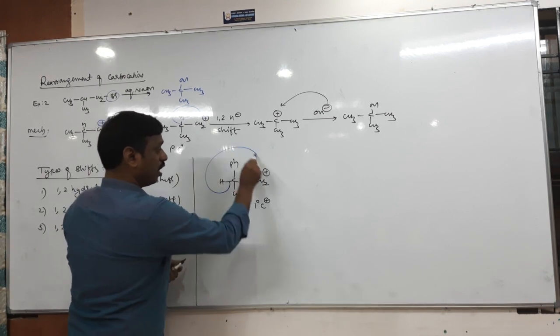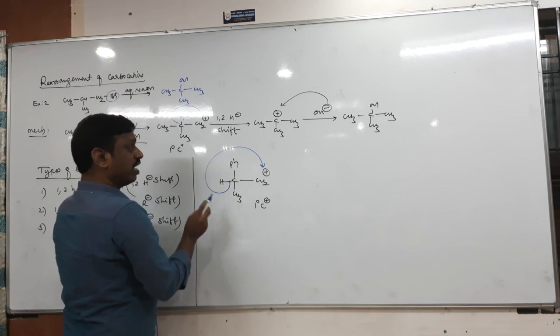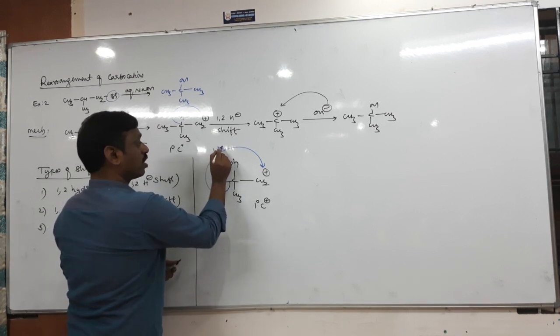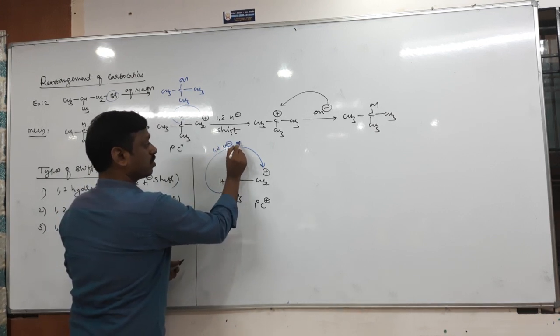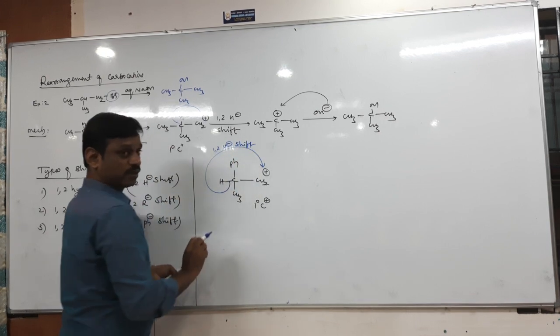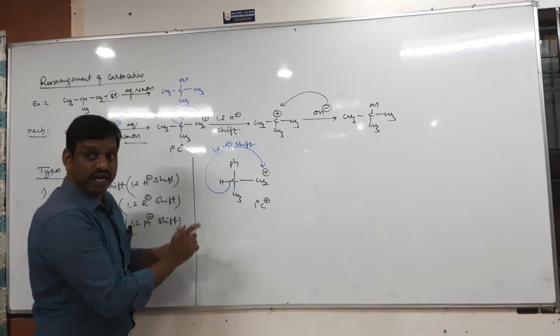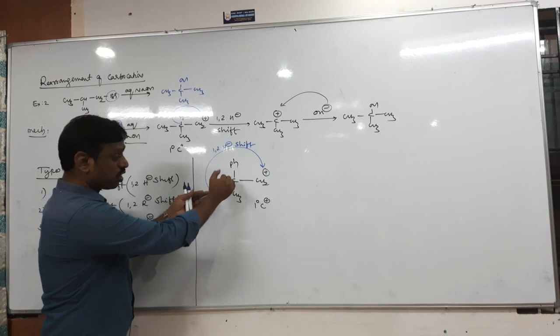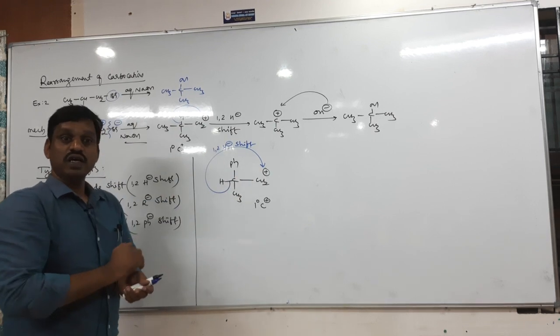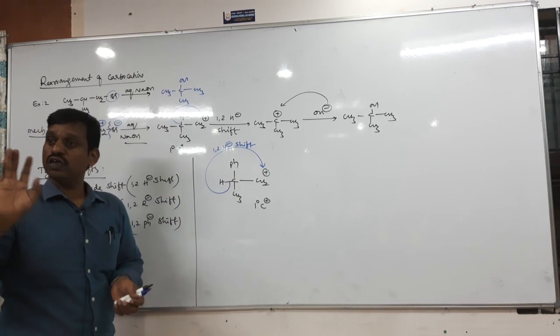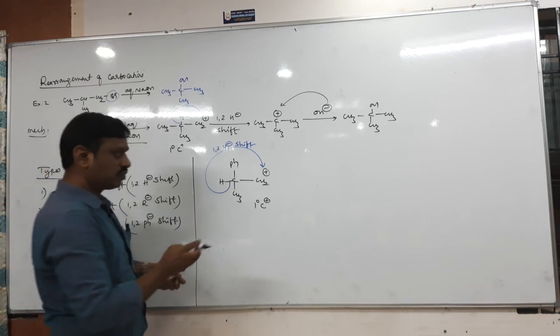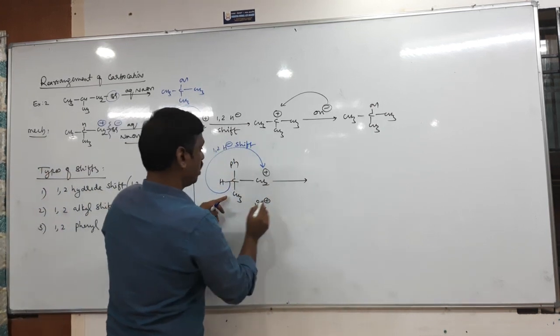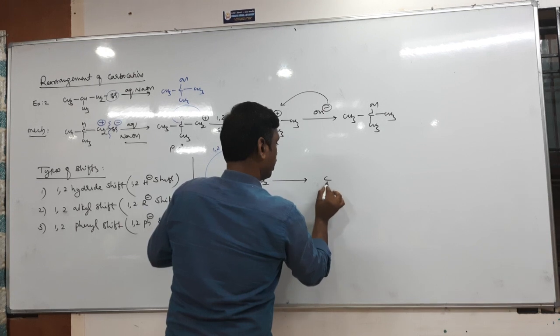We are calling it a hydride. Which hydride? It is a 1,2 H minus shift. H minus, in the sense this H comes along with the bond. Without the bond, H plus; with the bond, H minus. Okay, therefore, what is the intermediate?